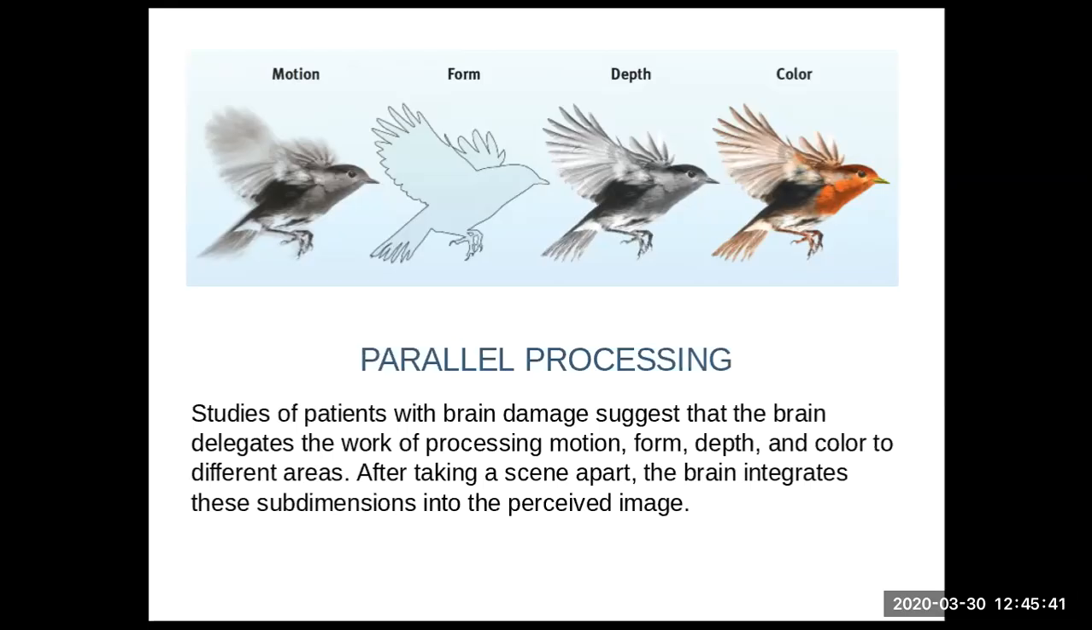So the fact that we have different neurons working on different aspects of our vision and putting together the picture at about the same time, we call this parallel processing, because those parallel clusters of neurons are processing information and putting it together in the big picture at the same time. So we call that parallel processing.